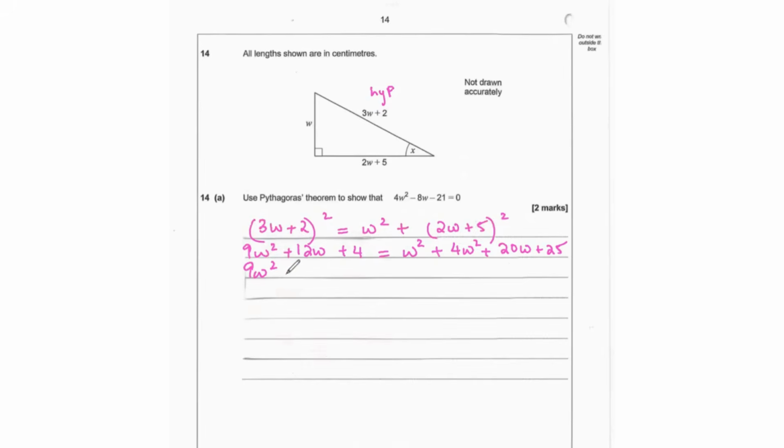This is your expansion. Now, bring all of the terms on one side. So 9w squared minus 4w squared minus w squared, then plus 2w minus 20w, then plus 4 minus 25 equals 0. So that's 4w squared minus 8w minus 21 equals 0 as shown in the question. Part B says work out the size of angle x. So for the size of angle x, we need to find w first.